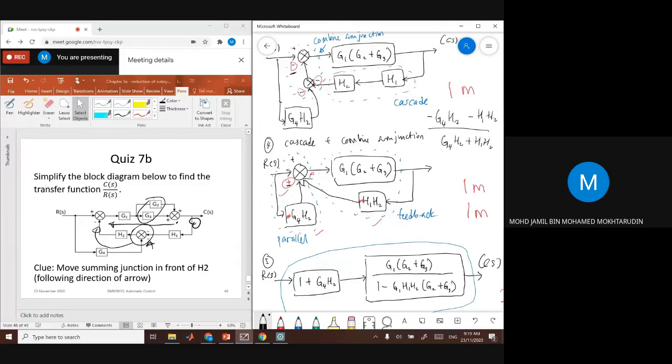So here, if we want to simplify this summing junction, if you want to put positive, then you cannot put negative symbol here. But if you want to put negative, you have to put negative symbol here, okay? Because this summing junction is indeed negative. So it makes these two negative first, then it becomes positive here. Don't know if you understand?